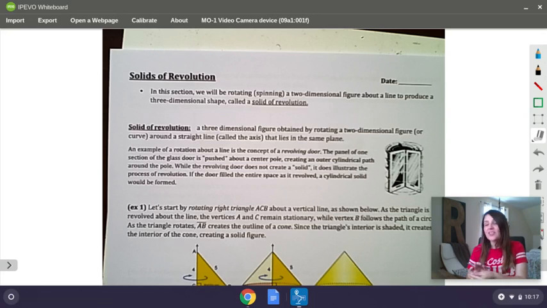Anyway, so a solid of revolution is basically you're taking a 2D figure and you're rotating it around a line. So it would be like if I took, let's say, my phone and rotated it around this pen really fast, and it makes a solid. I know that's kind of hard to explain, so I found a video online that demonstrates it.